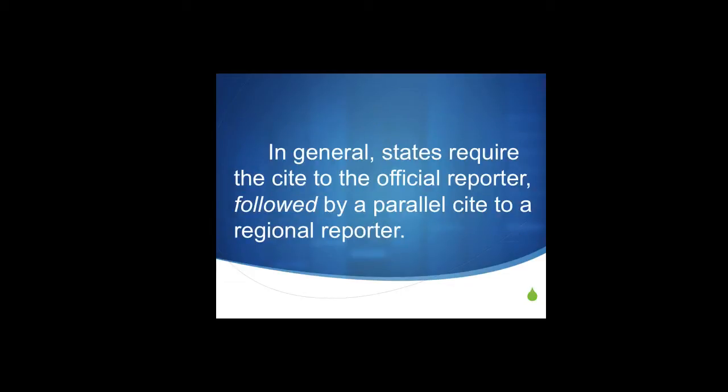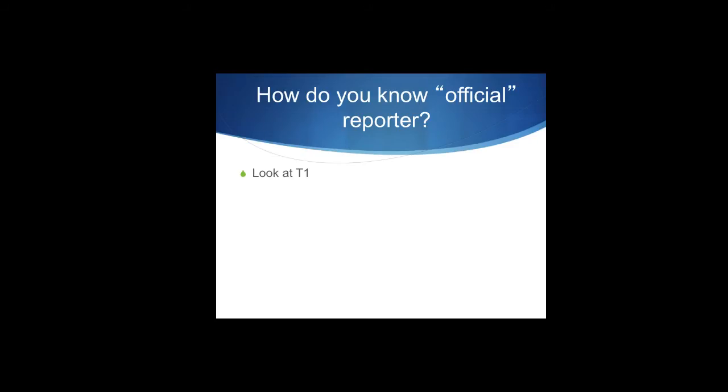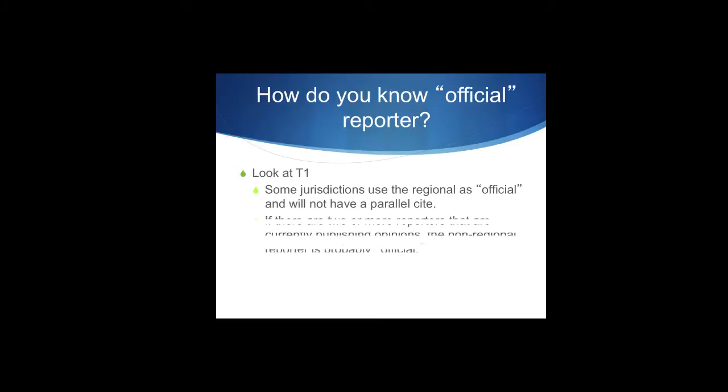In general, states are going to require the cite to the official reporter, followed by a parallel cite to a regional reporter or a reporter from the national reporter system. So how do you know what's the official reporter? Take a look at Table T1 for the jurisdiction you're interested in. For this example, we're going to be looking at Illinois. Some jurisdictions will use the regional as the official reporter and will not have a parallel cite. For example, take a look at Iowa.